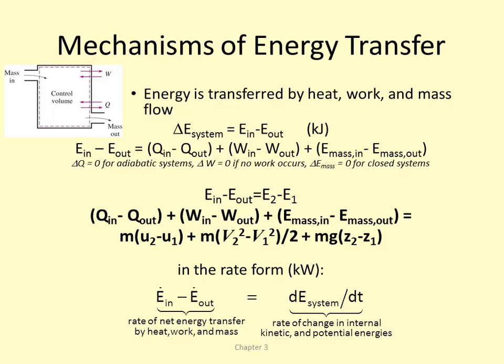So if this is a closed system, then we lose this term on the far right, and we just have work and heat associated with our system. If we set this side of the equation, E in minus E out is equal to E2 minus E1. So we have Q in and out, work in and out, mass in and out, equal to the internal energy change of the system plus the energy change due to the movement of the system, or the kinetic energy of the system, and the elevation change of the system. And then in the rate form, E dot, you just put a dot over each of those terms. So m becomes m dot.